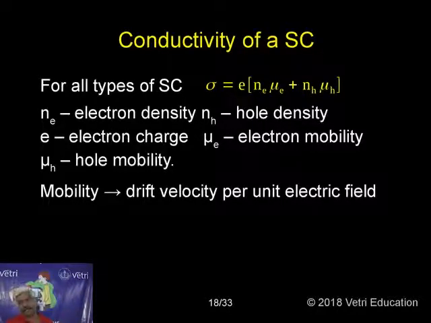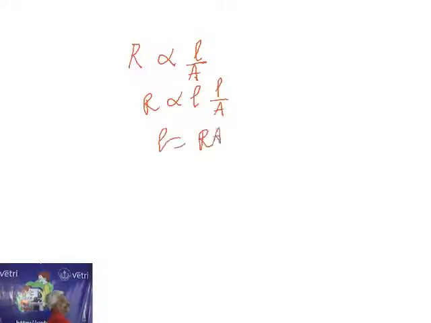The conductivity of a semiconductor is very important. We already discussed conductivity in electricity. In electricity, the resistance of a conductor is directly proportional to length and inversely proportional to area: R equals rho L by A, where rho equals R A by L. This is called specific resistance. The reciprocal of specific resistance is called sigma, that is conductivity. Everyone knows that the reciprocal of resistivity is called conductivity.